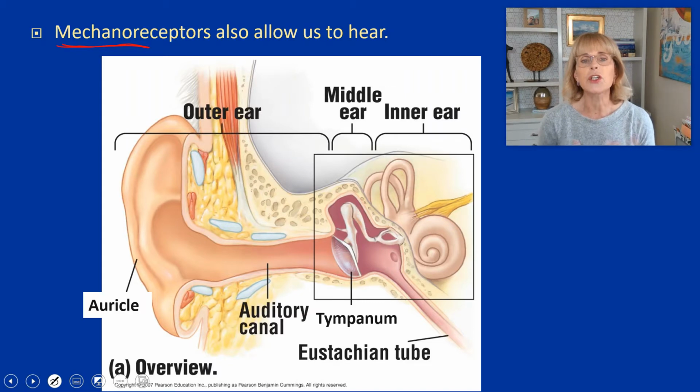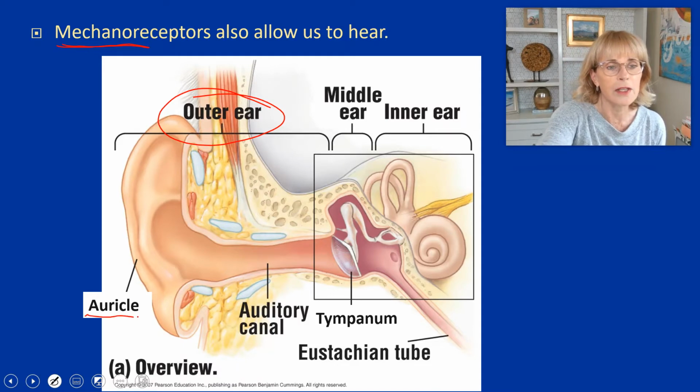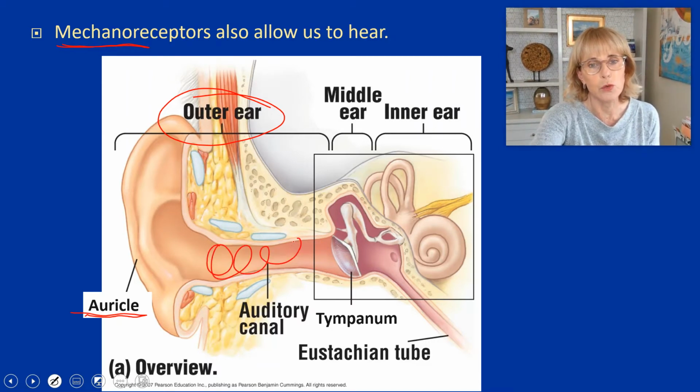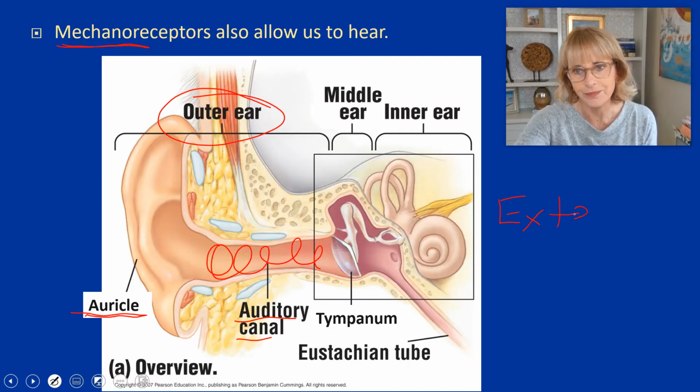All right. You should know that the ear is divided up into three regions. That's pretty important from a medical point of view. The outer ear starts out here with this stuff that you can see that is known as the auricle. It's also known as the pinna, the auricle. And this tube here gets called the auditory canal or the external acoustic meatus.